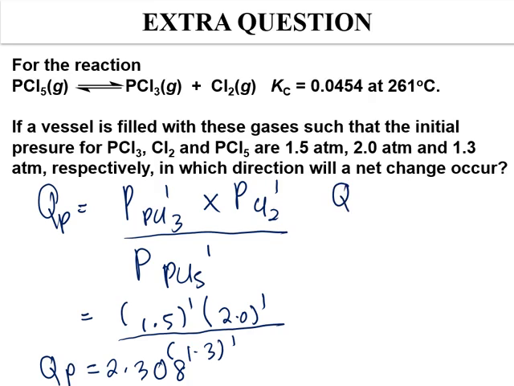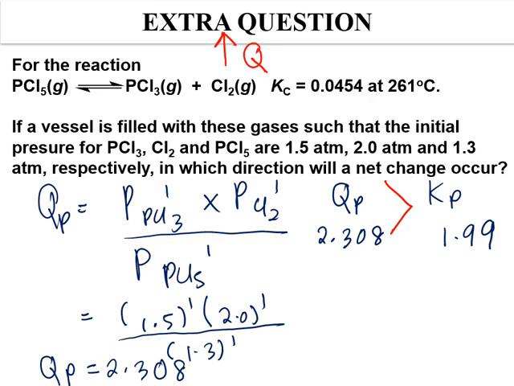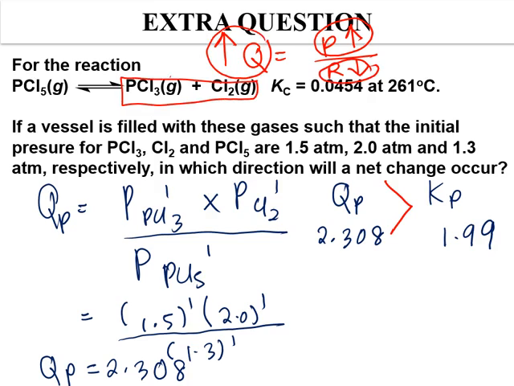So compare QP and KP kita. QP calculated 2.308. KP calculated dapat berapa tadi? 1.99. So kita punya QP smaller or larger than KP? Larger than KP. So why Q larger? Kenapa Q nilai awak tinggi? Sebab produk ada banyak, reactant ada sikit. Sebab itulah produk yang banyak bahagi dengan reactant yang nilai yang sikit dapat nilai Q yang besar. So produk awak PCl3 dan Cl2 ada banyak, more product than reactant.